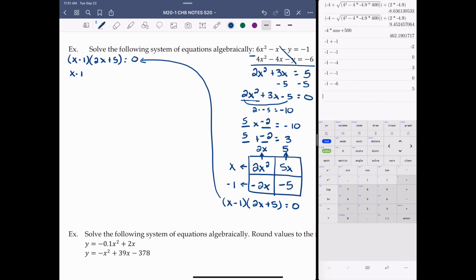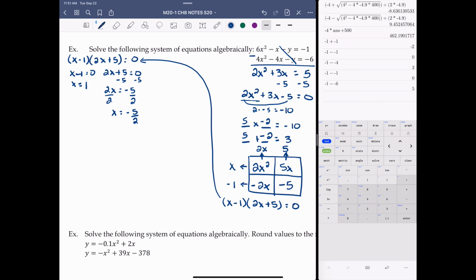x minus 1 equals 0. Solve for x: add 1 to both sides, x is positive 1. 2x plus 5 equals 0. We're going to subtract 5 from both sides to get 2x equals negative 5, and then divide by 2 to get x equals negative 5 over 2.